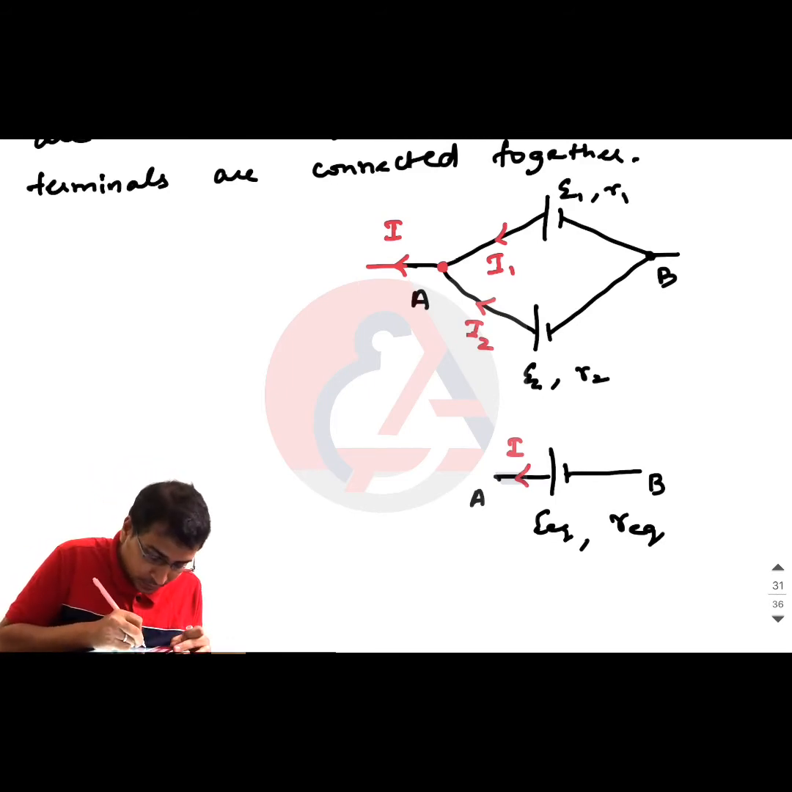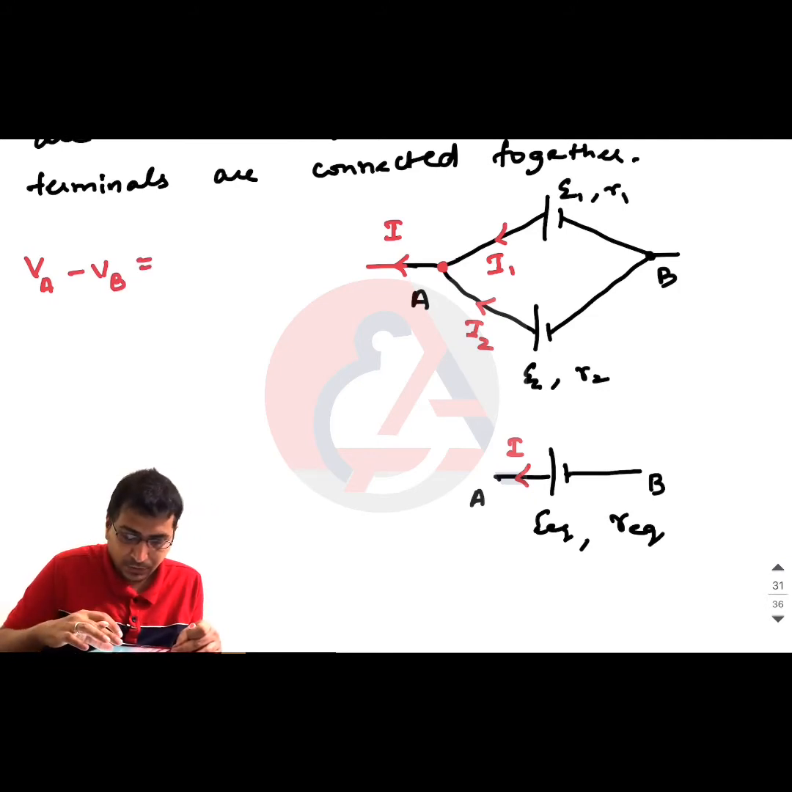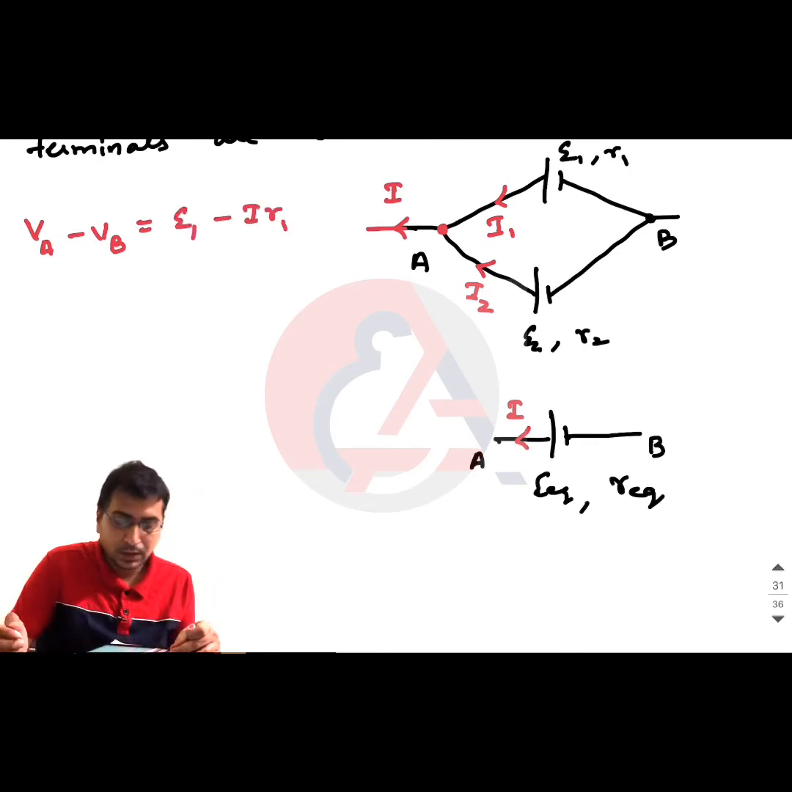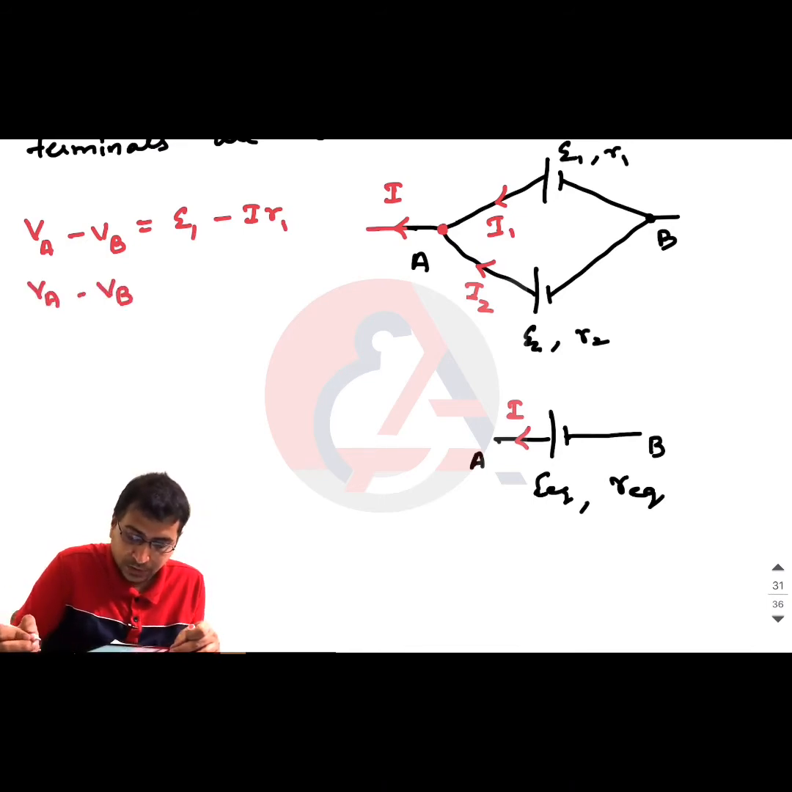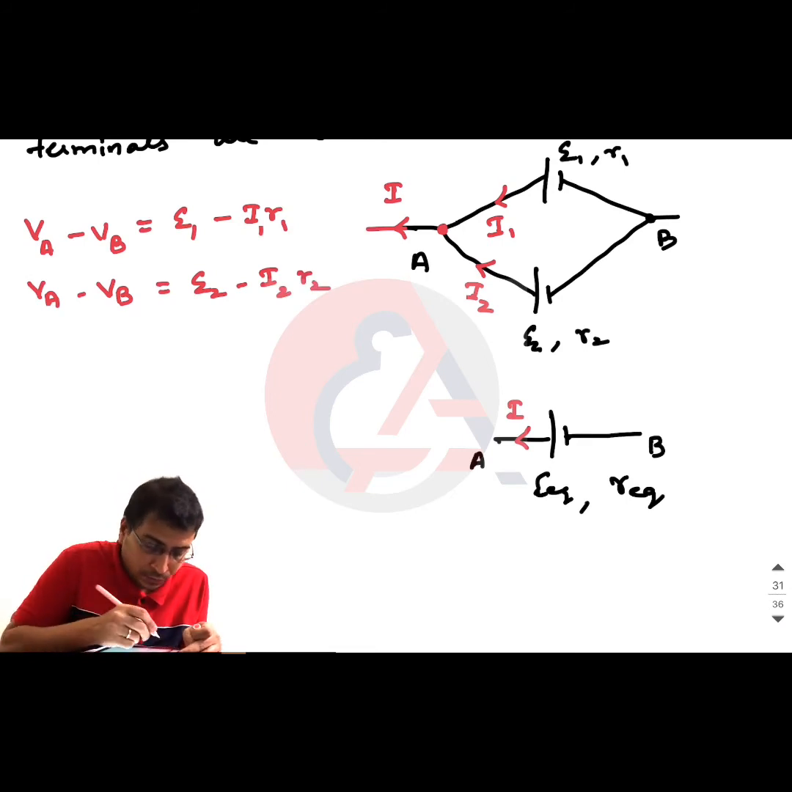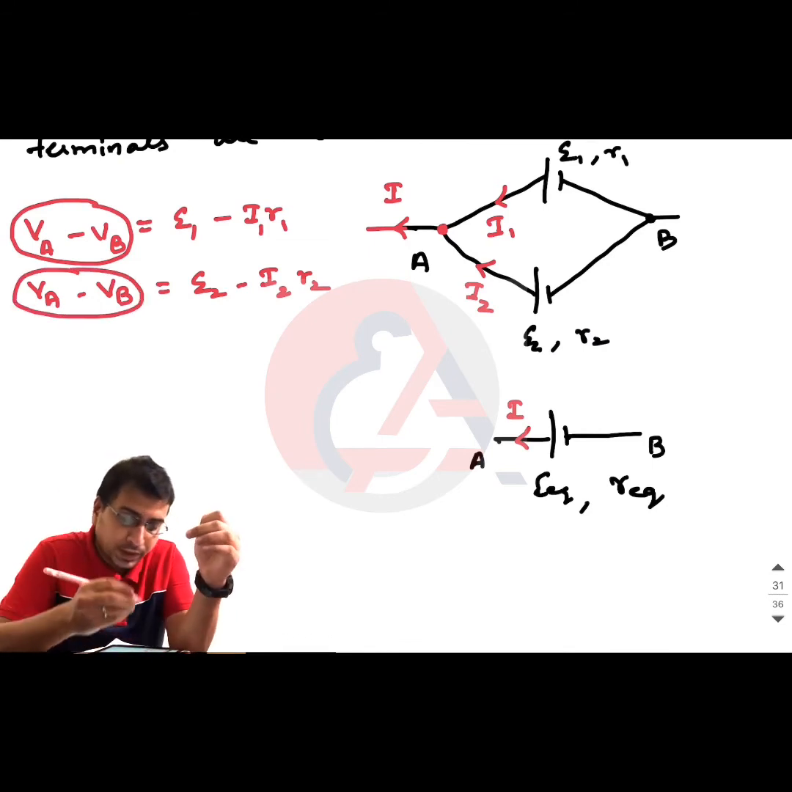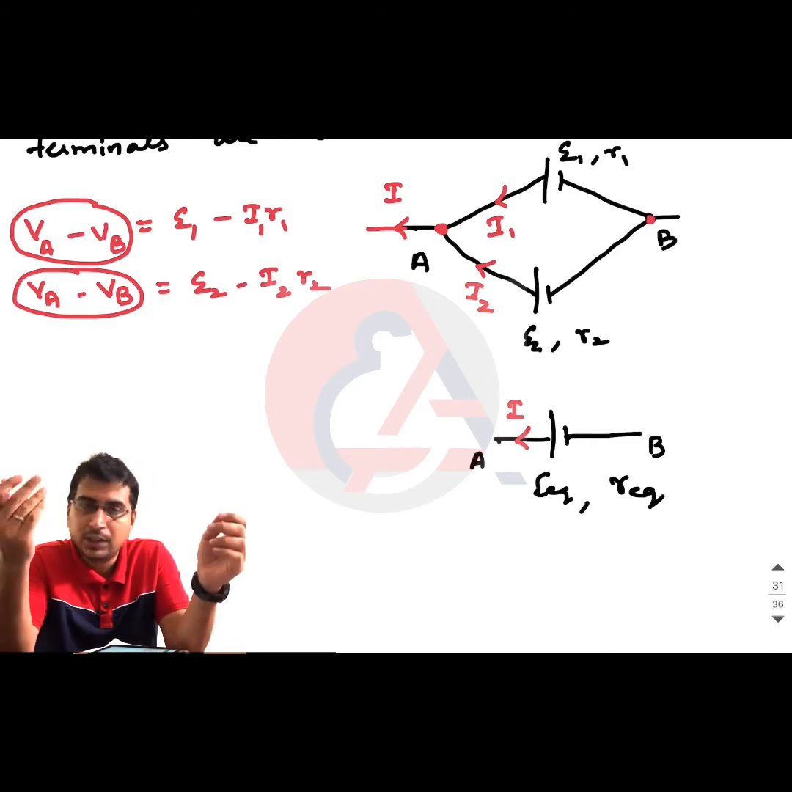Now what is going to be the potential difference between the points A and B for the first cell? Since the first cell is getting discharged, VA minus VB is going to be equal to E1 minus I1 into R1. Similarly, VA minus VB for the second cell will be E2 minus I2 into R2. If you observe, the left hand sides are both VA minus VB. It is a known fact that when two electrical devices are connected in parallel, the potential difference across the terminals is the same.